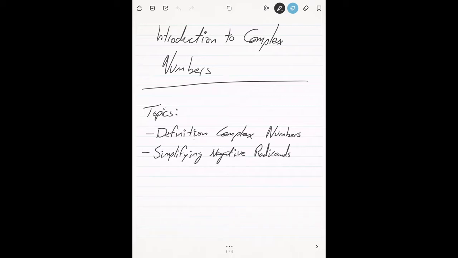In today's discussion, we're going to be introducing the topic of complex numbers. In particular, we're going to define what a complex number is, as well as the complex unit i, and then we're going to use our understanding of complex numbers to simplify negative radicands.